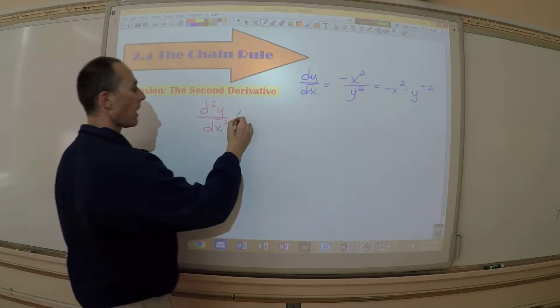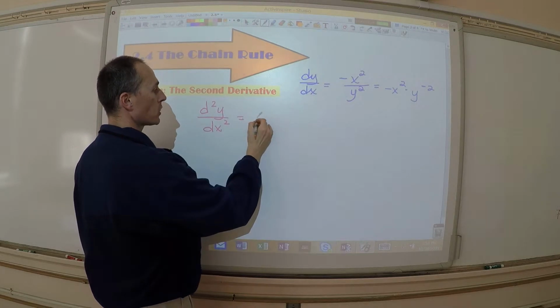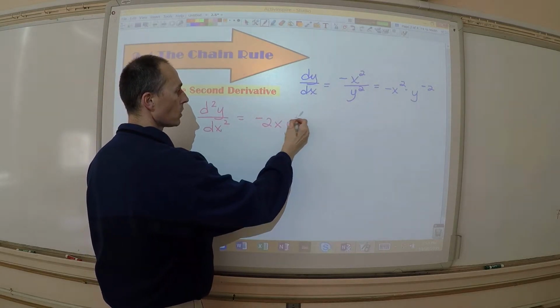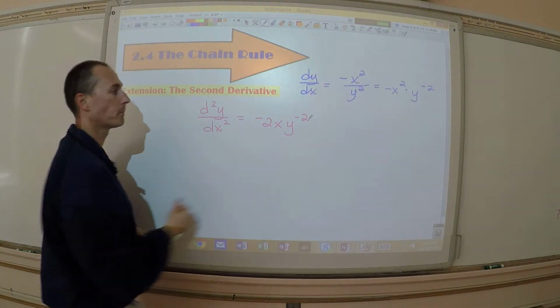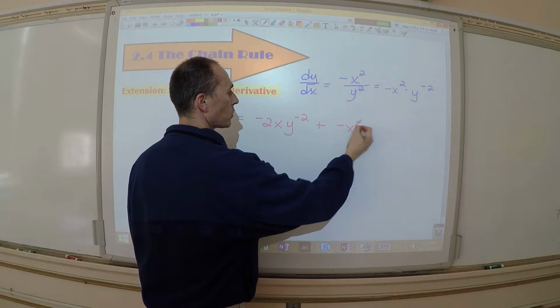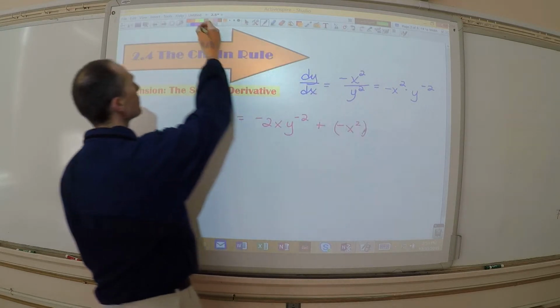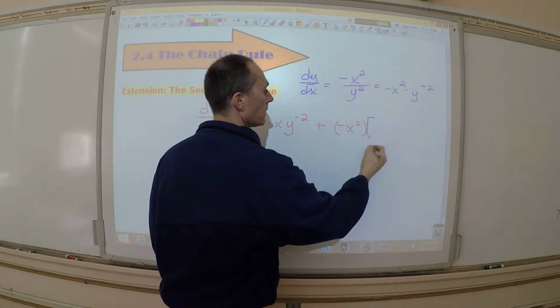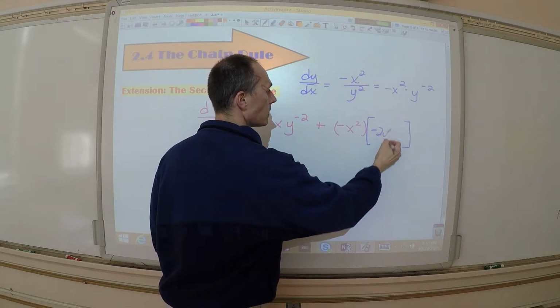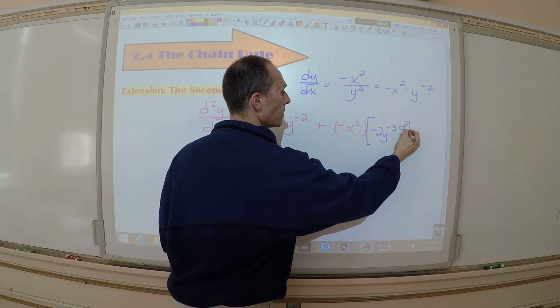So we're going to execute the product rule. The derivative of the first term is negative 2x, but that's times y to the negative second, plus we have negative x squared, and now we have the derivative of another term involving y. So that's where we have to write negative 2y to the negative 3 times dy/dx.